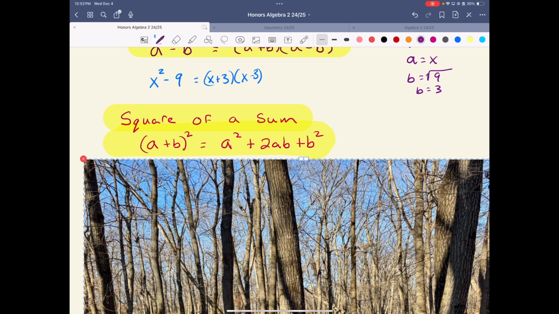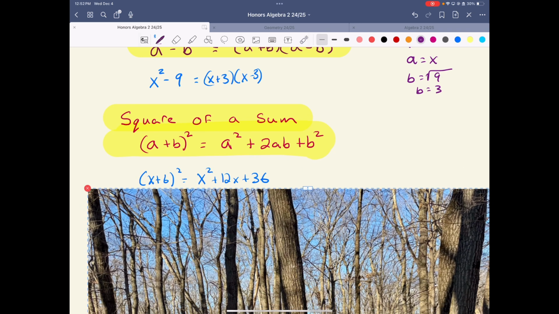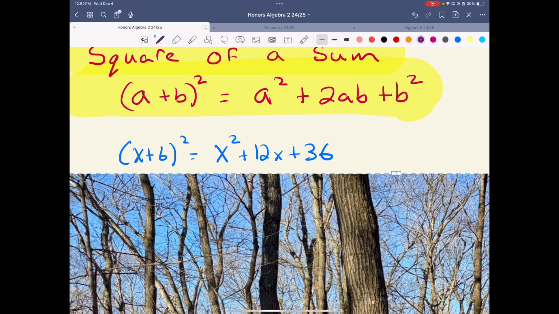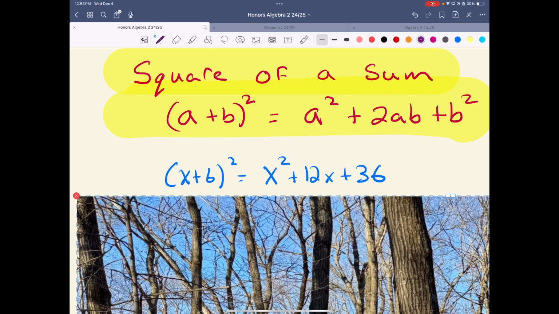You just square whatever your a value is, multiply the a and the b together, and then b squared. So an example of this one, and I'm not going to break this one down so much, but if we have x plus 6, let's make this a little bit bigger so you guys can see it a little bit better. If we'd have x plus 6 squared, well, it's a squared.